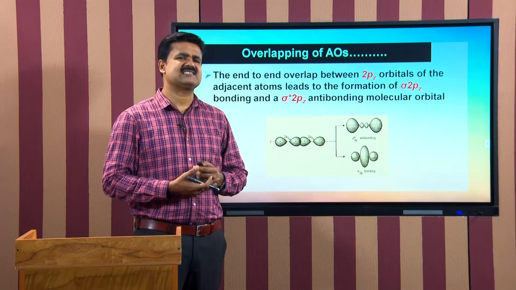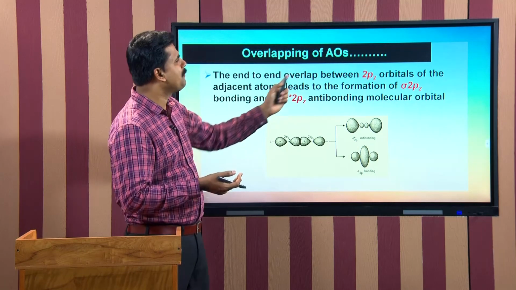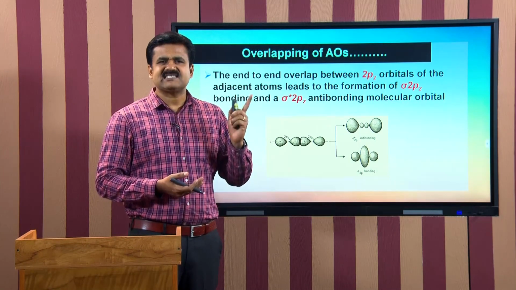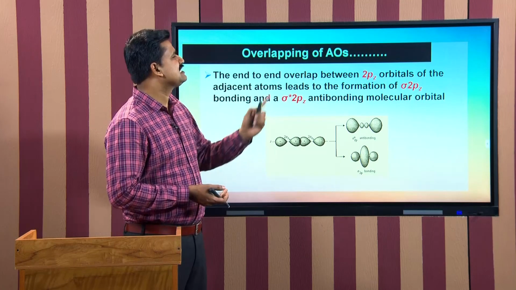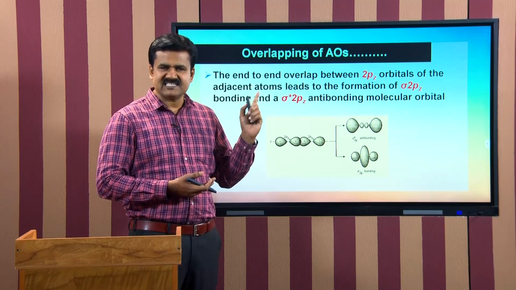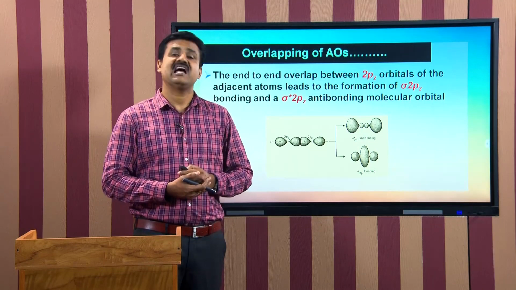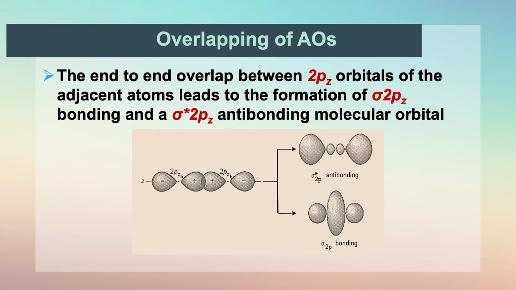Now we take the assumption that end-to-end overlap happens between two 2pz orbitals, and this leads to the formation of sigma 2pz, which is the bonding molecular orbital, and sigma star 2pz, which is the anti-bonding molecular orbital. This is the pictorial illustration of end-to-end overlap between two 2pz orbitals to form sigma 2pz bonding MO and sigma star 2pz anti-bonding MO.